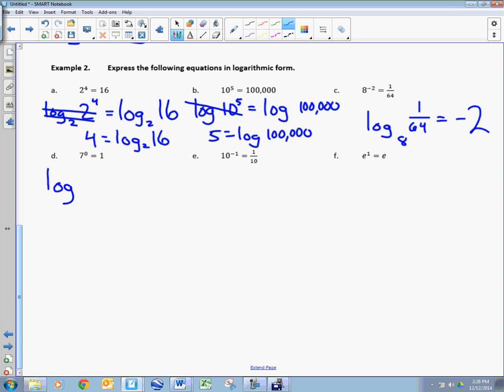Log base 7 of 1 is equal to the exponent, 0. Log base, don't have to write it, of equals the exponent. Log base, so natural log of e is equal to the exponent, 1.